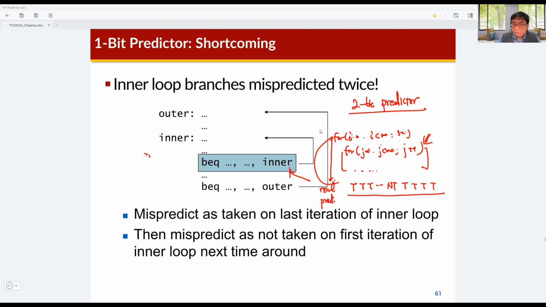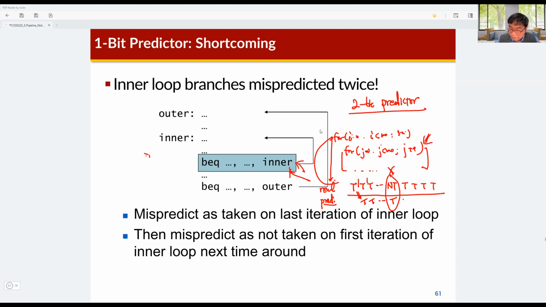With the 1-bit predictor, we can predict the result of this inner loop. What is the prediction of this loop for this iteration? It's taken. So taken. Oh, this prediction is missed. So that means the prediction is incorrect.